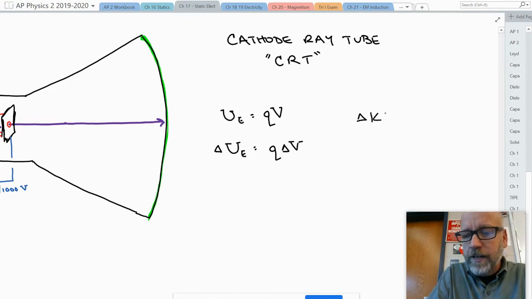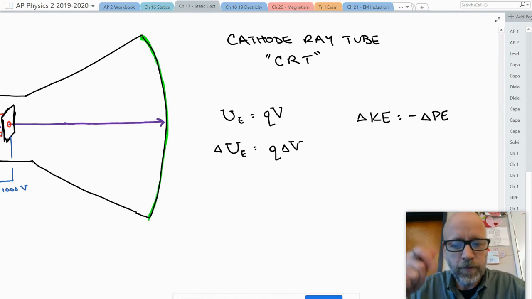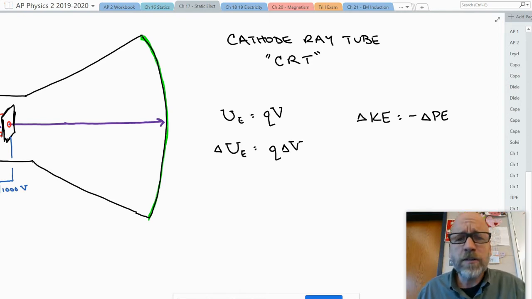Now let me remind you from a previous problem we had done in class. The change in kinetic energy would be equal to the negative change in potential energy. Now, somebody asked a great question about this. Where the heck did the negative sign come from? Well, turns out last year we kind of ignored it, but it was always there.